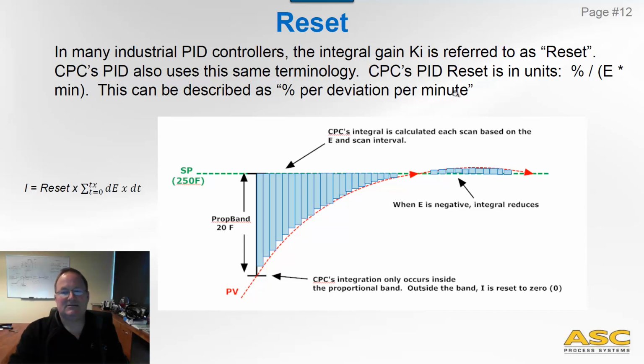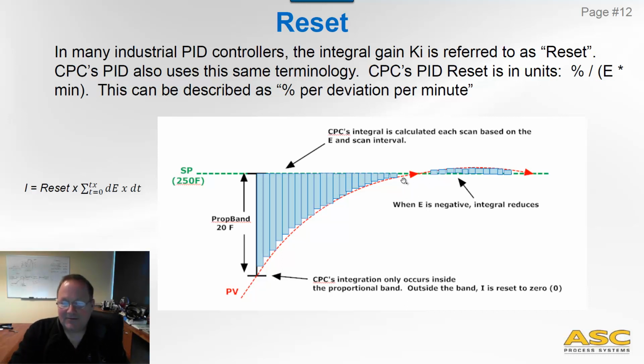When you're explaining it to someone, basically what it means is we're going to look at the deviation of process to set point, which is the error, and we're going to take that area over time, and that's going to be your integration. CPC's integral is calculated each and every scan based on the amount of scan time. So if the scan time is every 50 milliseconds, every 50 milliseconds we're going to take that portion of area, and that's going to be added to the integration, or to the integral term.